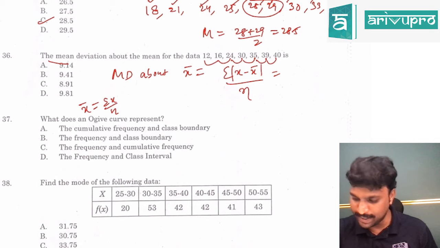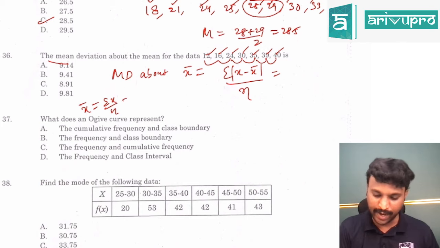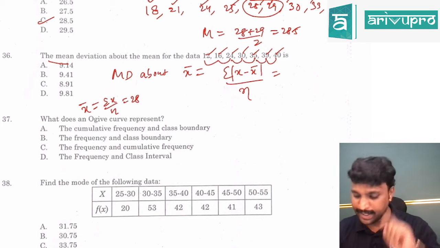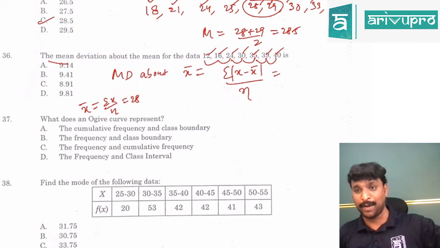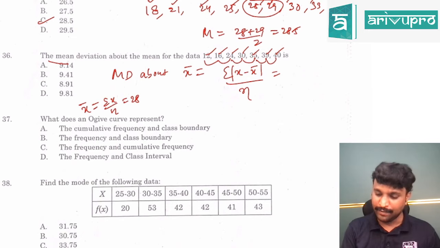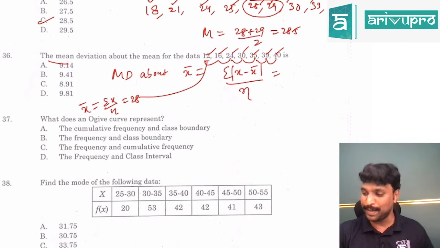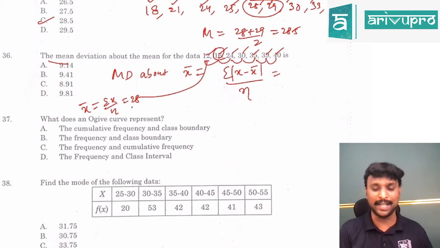If you add them, 12 plus 16 plus 24 plus 30 plus 35 plus 39 plus 40, the sum is 196 divided by the number of observations, 1 2 3 4 5 6 7, divided by 7. If you do, you get 28. So the mean is 28. Guys, we want the modulus of x minus x bar. What is the meaning of modulus? The difference, even if it is negative, you have to take it as positive. Guys, the first value of x is 12. 12 minus 28 is minus 16, but you have to take the modulus, so it is plus 16. The second value is 16. 16 minus 28 is 12, because the modulus you have to consider.